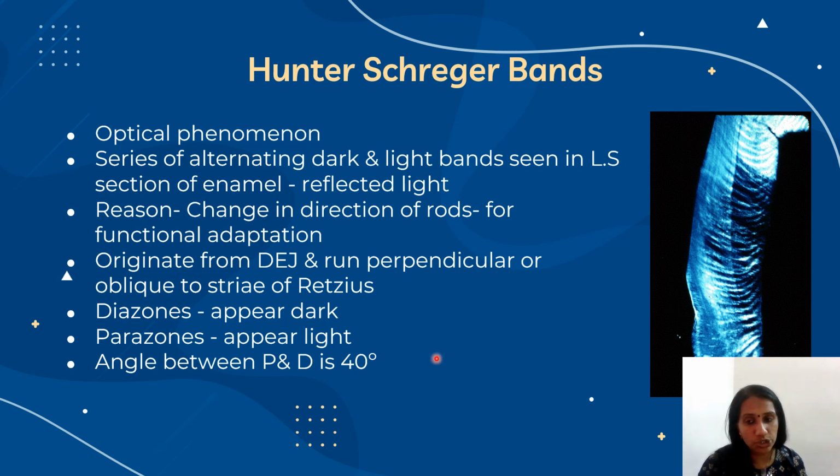So remember, Hunter-Schreger bands are produced as a result of an optical phenomenon. They are made up of alternating white bands and black bands, where the black bands are called diazones and the white bands are called parazones. This occurs because of change in the direction of enamel rods. It is seen from the dentino-enamel junction outwards towards the surface, and it runs up to 2/3 of your enamel.